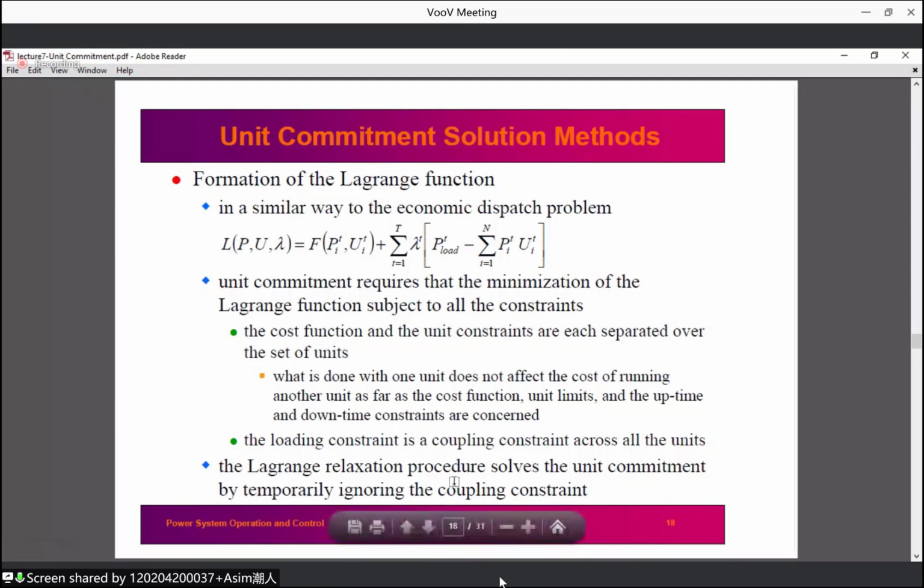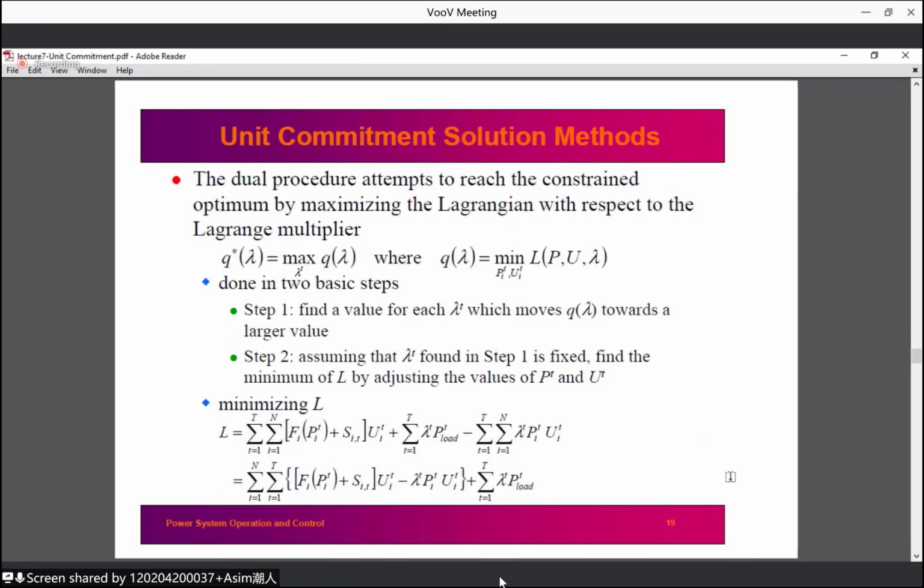So the Lagrangian relaxation procedure solves the unit commitment by temporarily ignoring the coupling constraint, because other constraints can easily be formulated and added to the unit commitment problem, like transmission security constraint, generating fuel constraint, etc. The dual procedure attempts to reach the constrained optimum by maximizing the Lagrangian with respect to the Lagrange multiplier. As we already discussed in the example, how to find the value of lambda, that was the Lagrange multiplier.